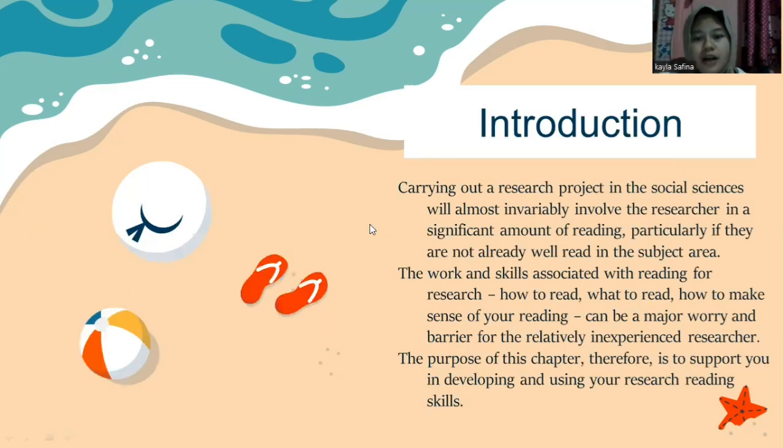Introduction. Carrying out a research project in the social sciences will almost invariably involve the researcher in a significant amount of reading. Particularly if they are not already well read in the subject area, the work and skills associated with reading for research, how to read, what to read, how to make sense of your reading, can be a major worry and barrier for the relatively inexperienced researcher. The purpose of this chapter, therefore, is to support you in developing and using research reading skills.